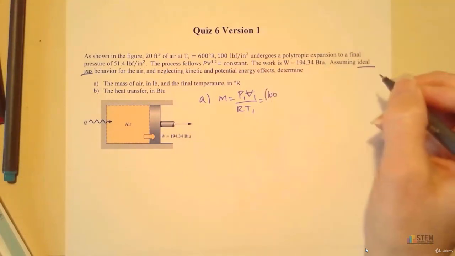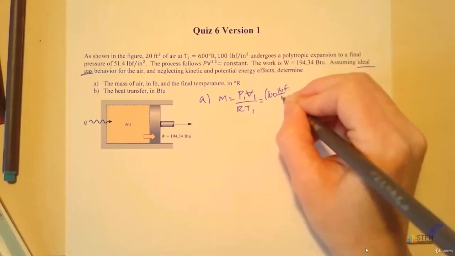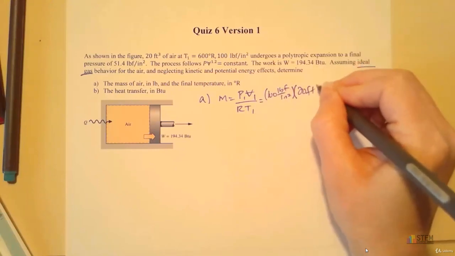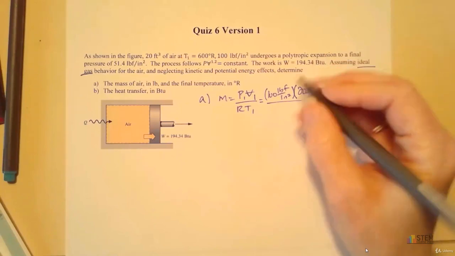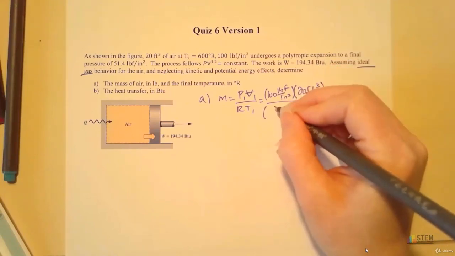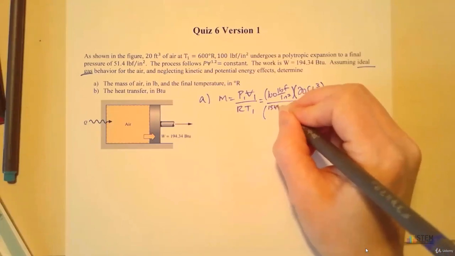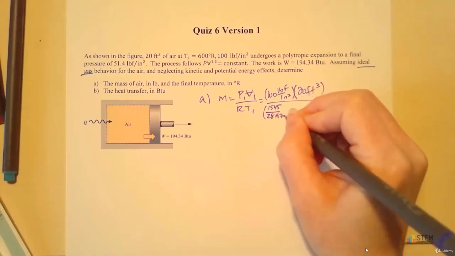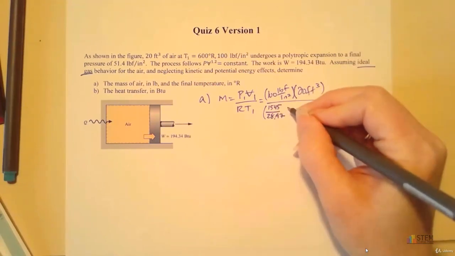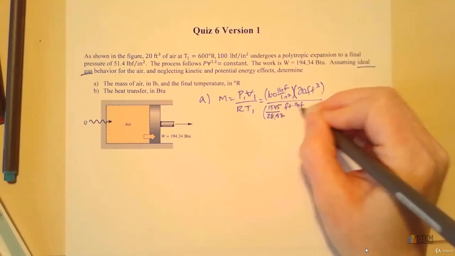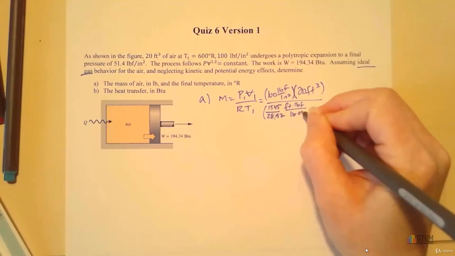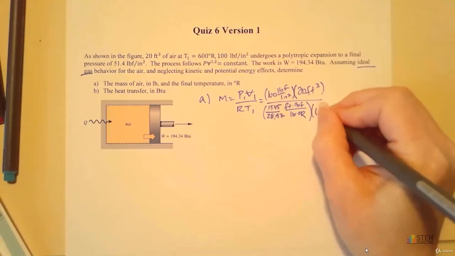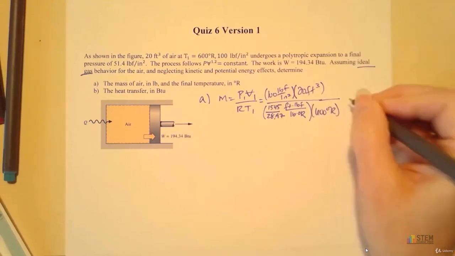So pressure is going to be 100 psi. Temperature, volume, is going to be 20 cubic feet. That's going to go over R. Remember, R is R bar over the molecular weight. R bar in this case will be 1,545. Molecular weight is 28.97. And the units you get from that are foot-pound force per pound degree Rankine. And then our temperature is 600 degrees Rankine.